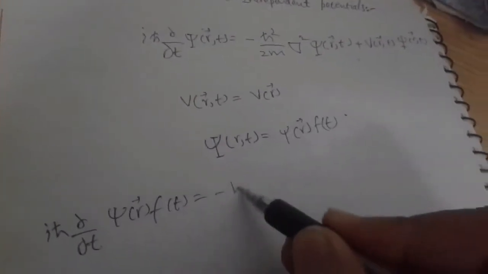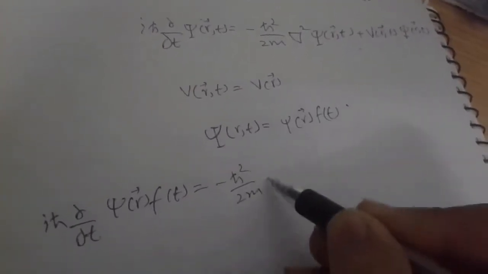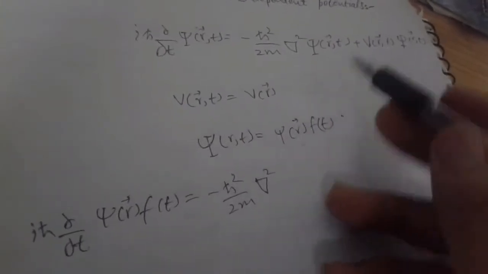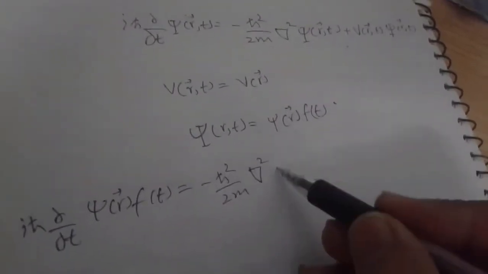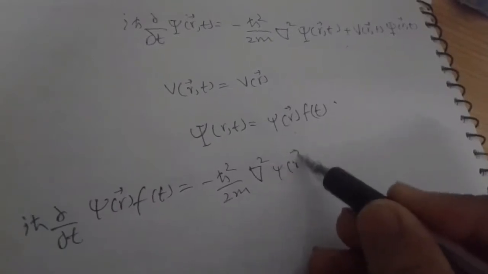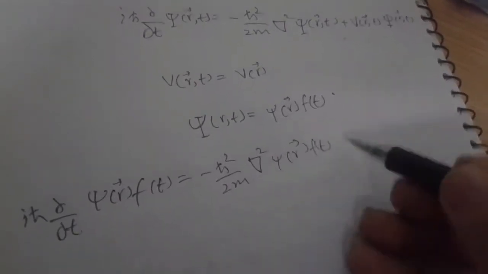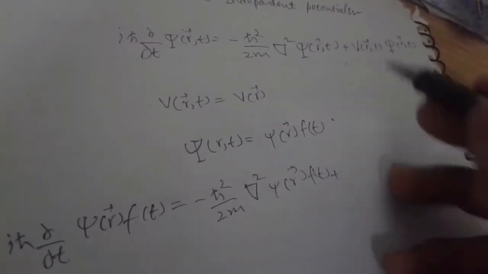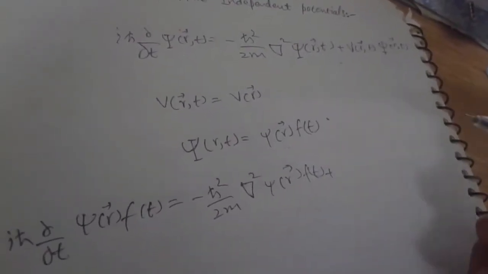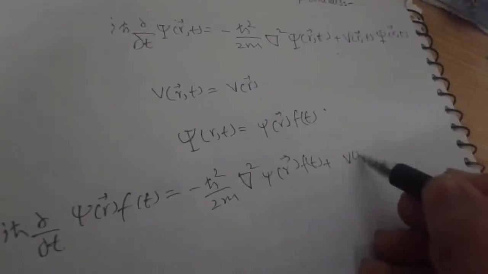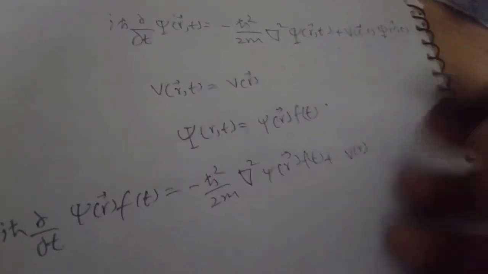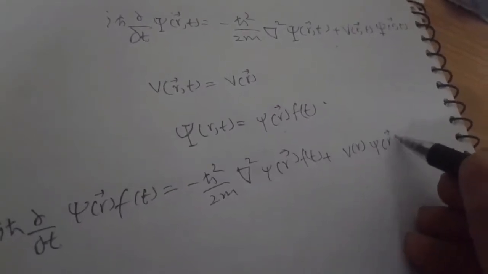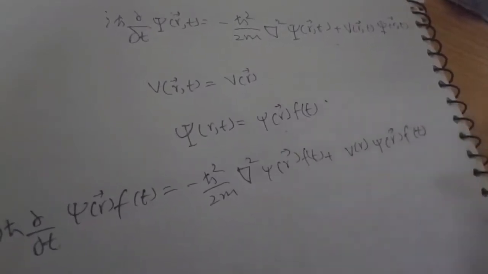The right side is -ħ²/2m ∇² of ψ(r,t), and we will place the value of ψ(r,t) as ψ(r) f(t), plus V(r,t). We will not write V(r,t) here because the potential is time independent, so only V(r), and instead of ψ(r,t) we will substitute ψ(r) f(t).